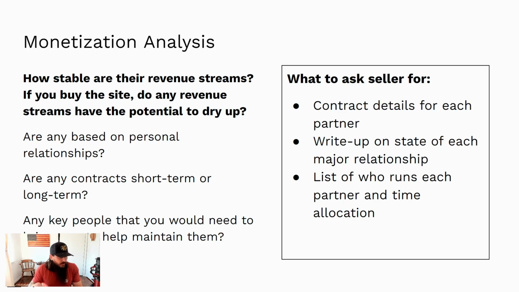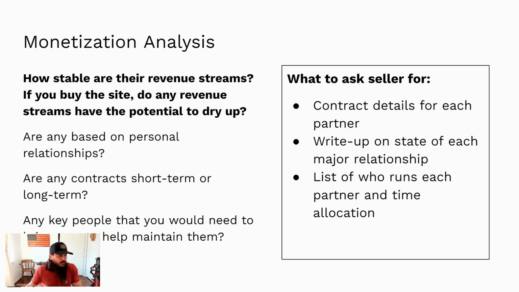And then lastly, are there any key people that you really need to bring over to help maintain the relationships or help grow them? So really looking at the talent pool for the organization or assets or sites that you're acquiring and understanding what people's roles are, who's managing all of those different partner and affiliate relationships, and if there are any key people that you really need to bring over to make sure that those are maintained.